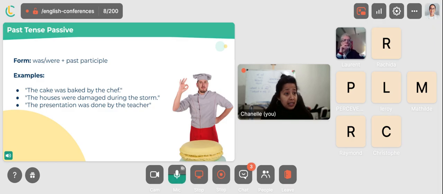Let's go back to the first example. The chef baked the cake. So baked is now in the past simple. So I know that in my passive voice, my main auxiliary, my verb to be, is now going to be in the past simple. And then I will add my past participle. The cake was baked by the chef.